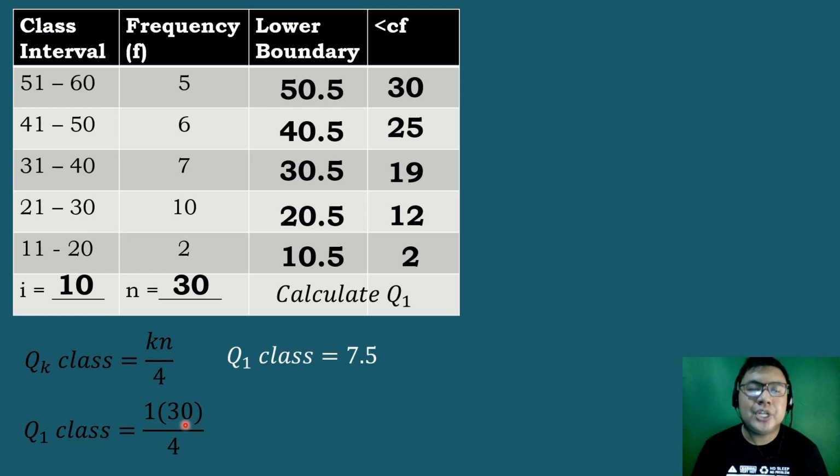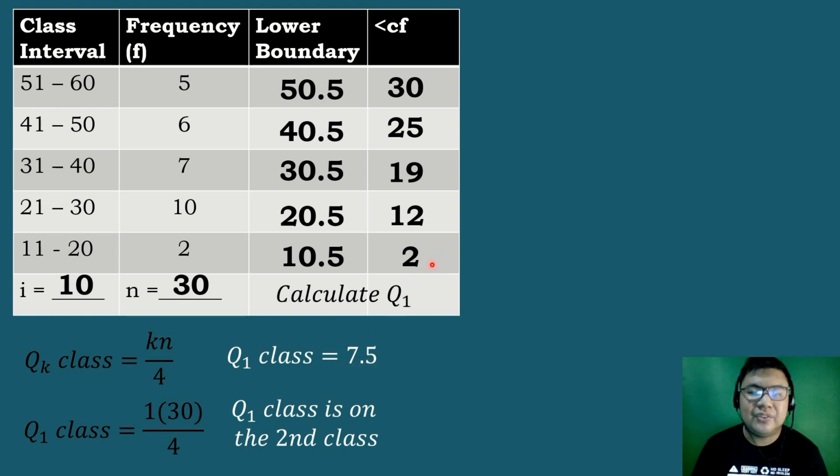1 times 30 is equal to 30. Then 30 divided by 4 is equal to 7.5. So the value of quartile sub 1 class is equal to 7.5. And to determine the position of quartile sub 1 class, we will look at the less than cumulative frequency.